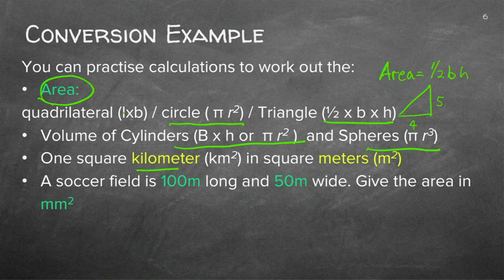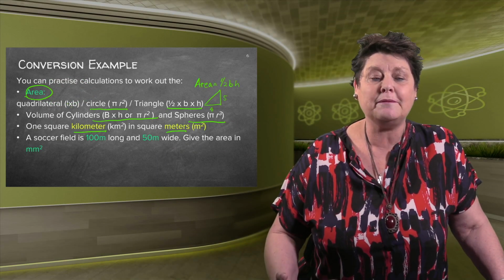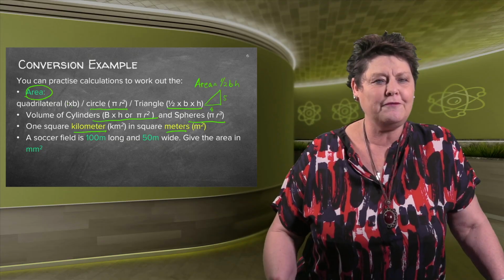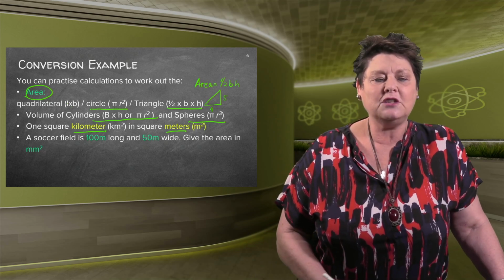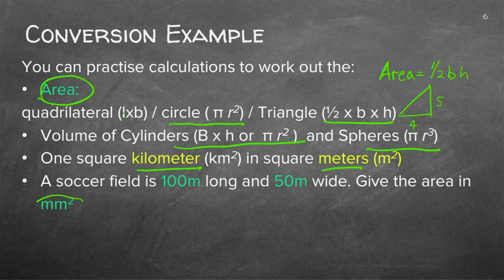And kilometers and meters. The square kilometer, the square meter. And remember what we just did with that volume. That was cubic meter. So be careful when you do your calculations that you've got the correct unit. They asked a question. Calculate the millimeter square of a soccer field.